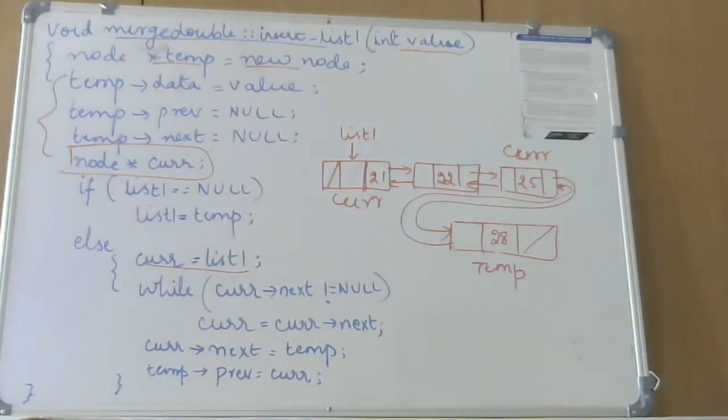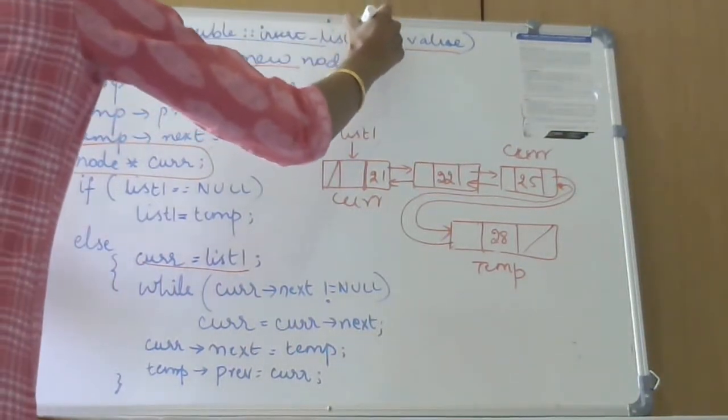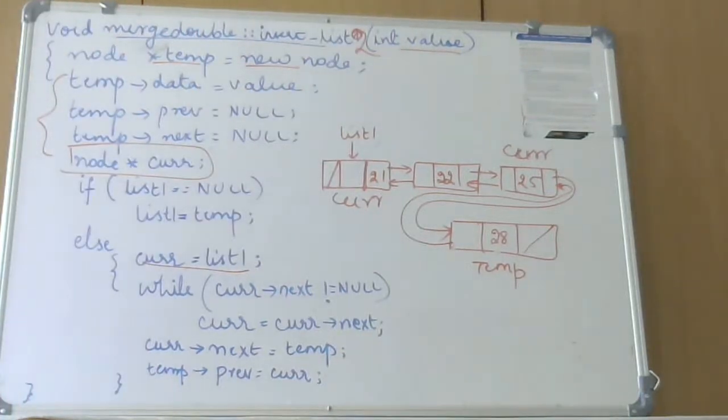Next, this is insertion in the first list. Now I want to insert in the second list also, correct? I will write the same code, but I will make this list 2, because I have called two functions, insertion for list 1 and list 2.